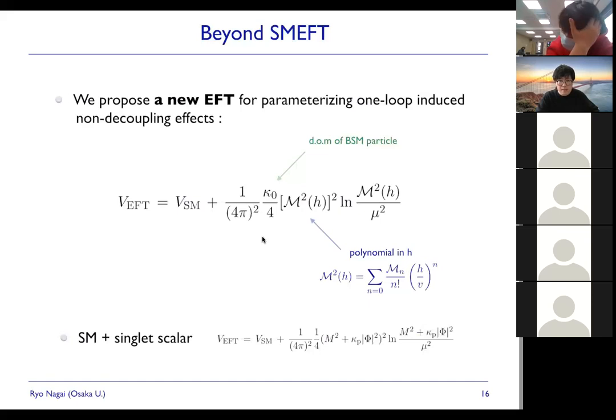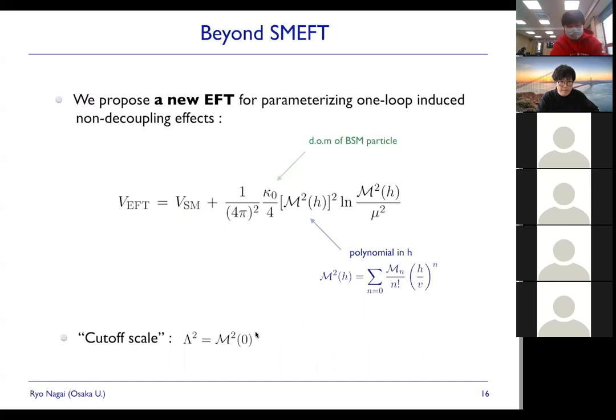But let me give a comment on the physical interpretation of this parameter. The kappa zero represents the effective degrees of freedom of the BSM particle, which contribute to the Higgs potential. The positive and negative values of kappa zero imply the bosonic and fermionic contributions respectively. And the polynomial M encodes the information on how the new particles obtained their masses. Roughly speaking, this parameter can be regarded as a physical mass of the BSM particle. So in what follows, we call this k lambda the cutoff of our EFT formalism.